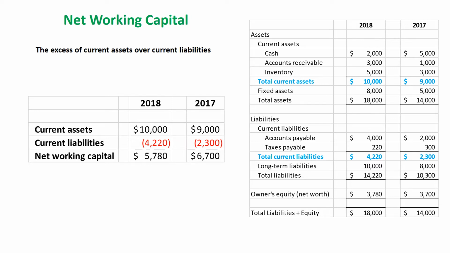Same thing for year 2018. In both years, net working capital was present, which would indicate a good position. But let's analyze this a bit more to get a clear picture of the liquidity of your business.